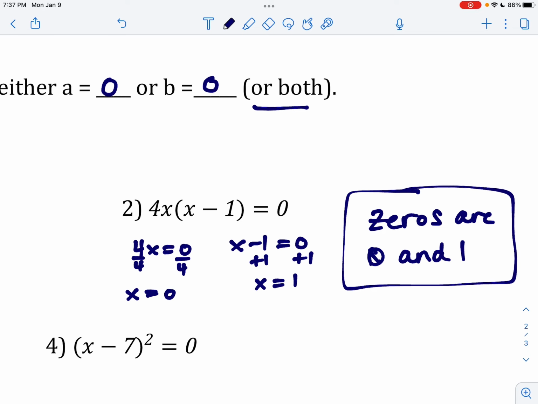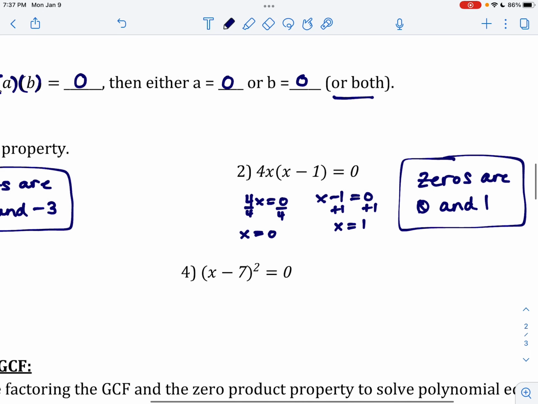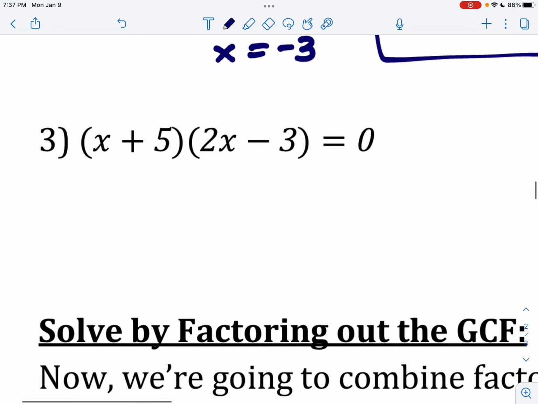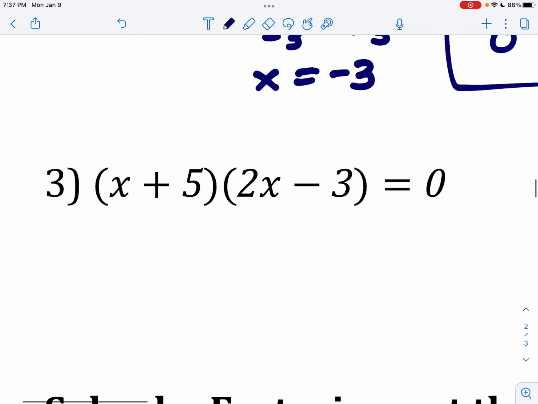And again, zeros, roots, and x-intercepts are all meaning the same thing. So I might ask you to find the zeros, I might ask you to find the roots, I might ask you to find the x-intercepts. Just know that they mean the same thing.